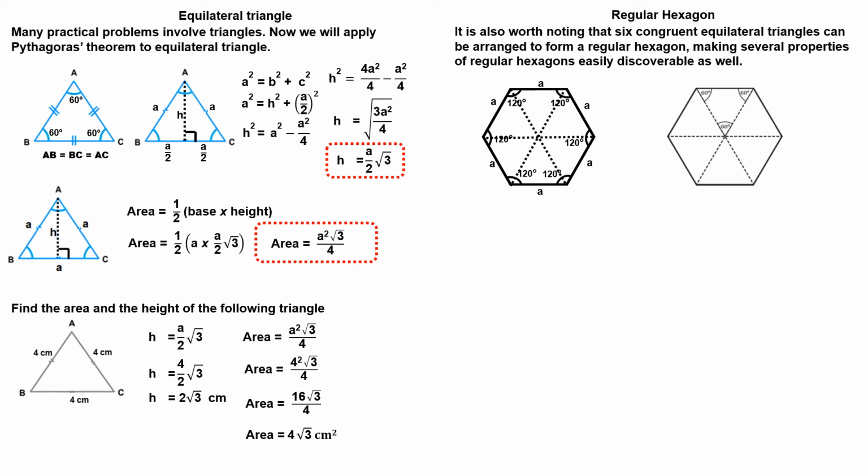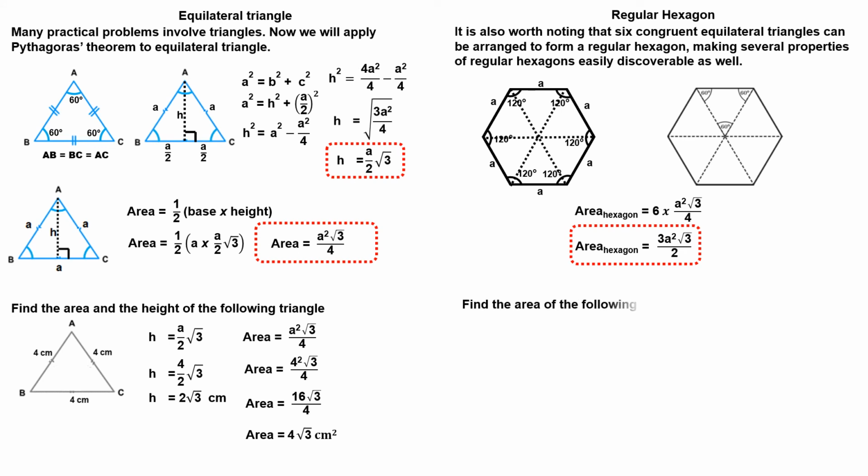To find the area of a regular hexagon, take the formula to find the area of an equilateral triangle and multiply it by 6. And simplify. Let's see how it works. Find the area of the following hexagon. This is a regular hexagon. Take the formula, substitute the value of one side, and simplify.